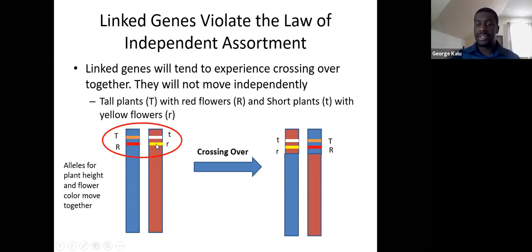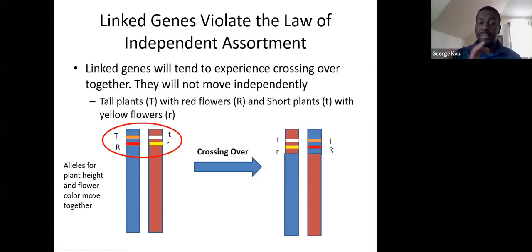But let's just say these two genes are located very close to one another. Because they're located so close to each other, they're undergoing crossing over together if crossing over happens in this region. So if crossing over happens, both of those two alleles are going to get crossed over with one another. They're not going to be moving independently. They're going to be moving together.